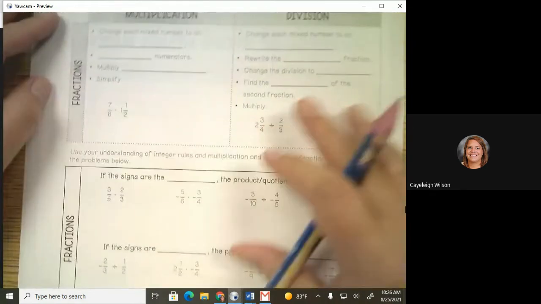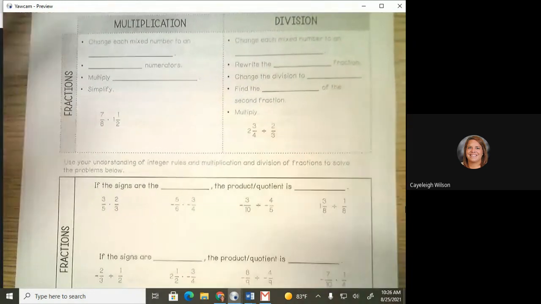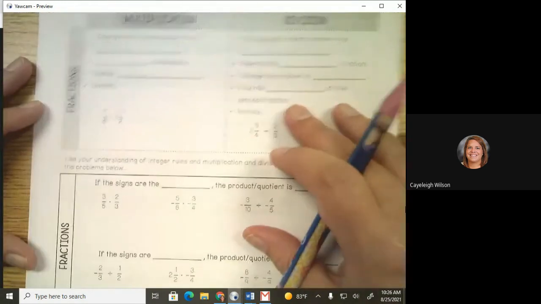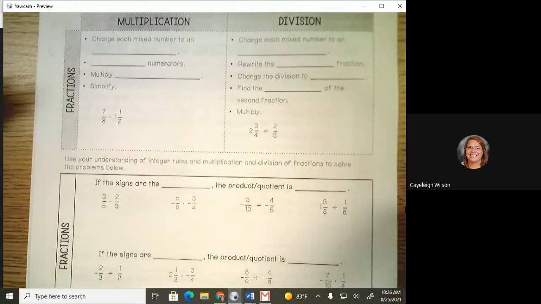All right. I love to multiply and divide fractions. It's just so much easier. Okay, and we're going to follow our same steps, except you don't have to make a common denominator.